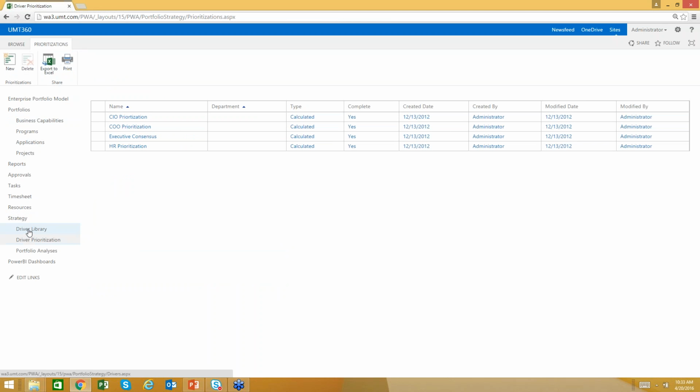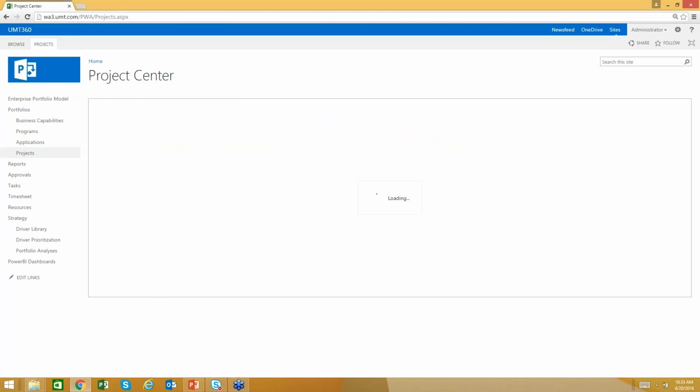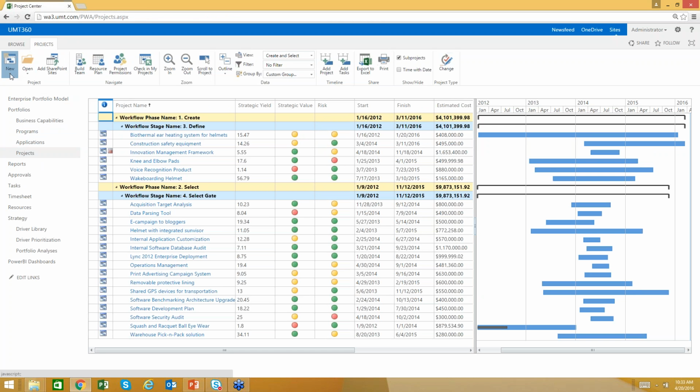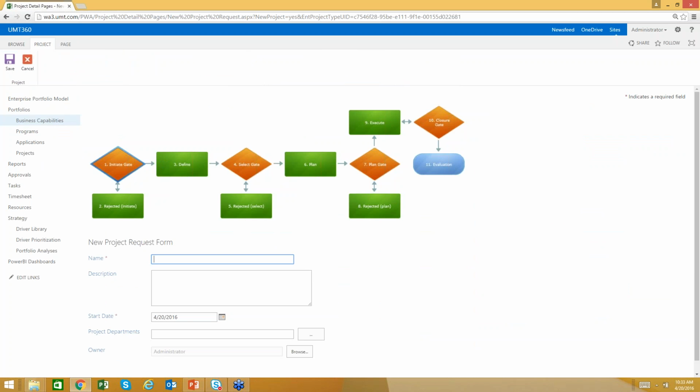So we looked at driver library or driver definition and driver prioritization. Next, let's take a look at entering a project into the system. Now, I'm not going to spend too much time here. Obviously, the Microsoft PPM solution provides strong demand management. I can come in here and initiate different types of work based on different templates I have. So maybe I'm going to initiate a new project development request.